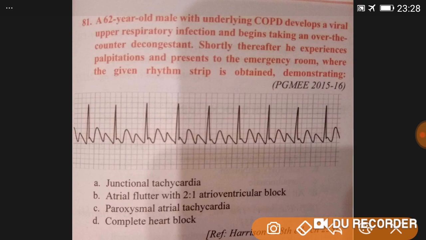A 62-year-old male with underlying COPD develops a viral upper respiratory infection and begins taking an over-the-counter decongestant. Shortly thereafter, he experiences palpitation, presents to the emergency room where the given rhythm strip is obtained, demonstrating, so what is it? It's atrial flutter with 2:1 atrioventricular block.